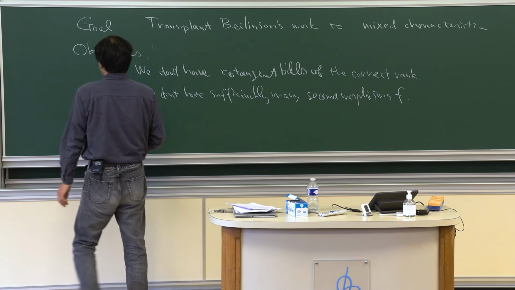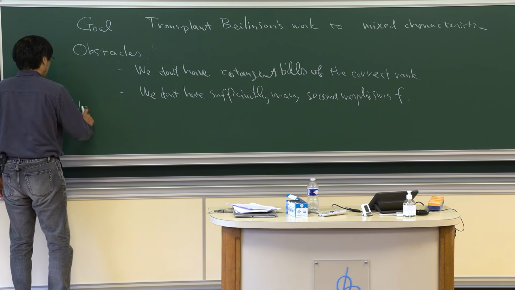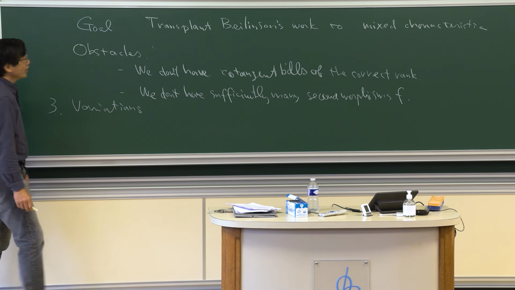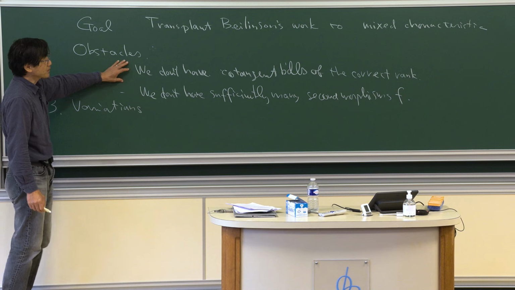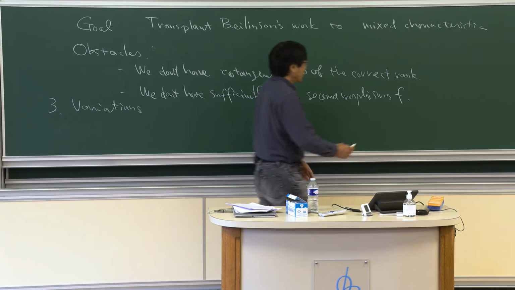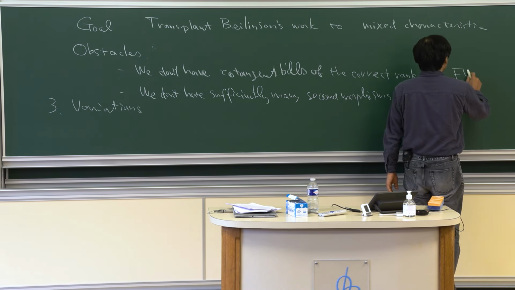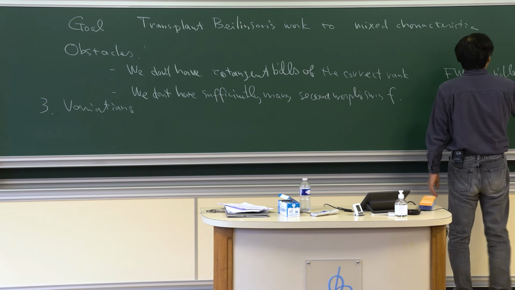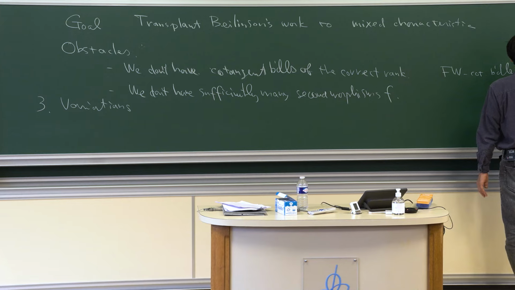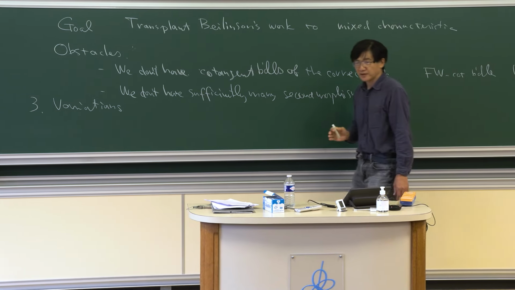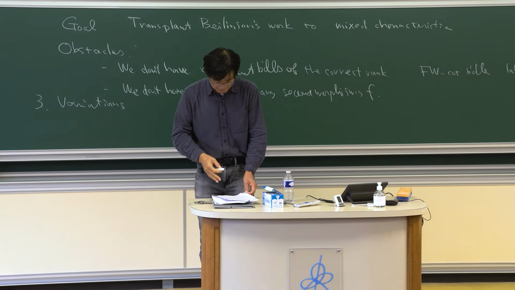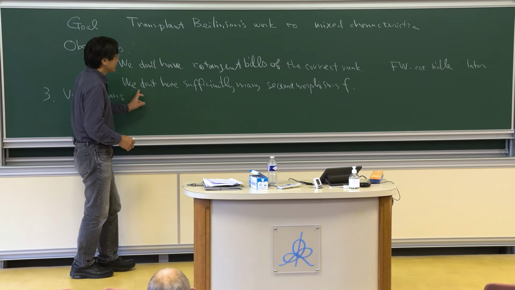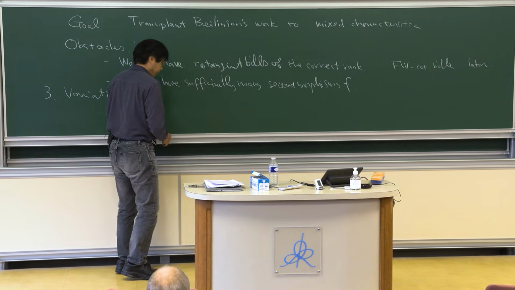So we need to make some variations. For the first one, my solution is the Frobenius-Witt cotangent bundle, but I will discuss this later, probably next week, or at the end of today. So I start with this one.